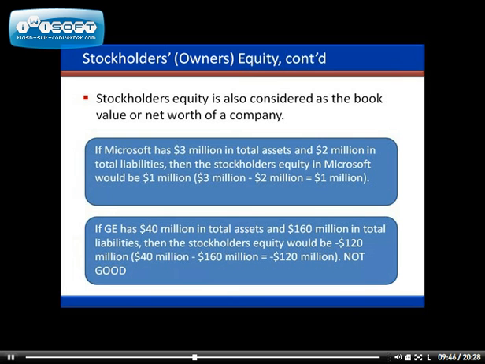Whereas if GE shut down, they wouldn't be giving anything to the stockholders or owners of the company, because they have to pay off their debts before they can pay off any owners or stockholders within the company. So that's why it is not good to have a negative equity in a company.